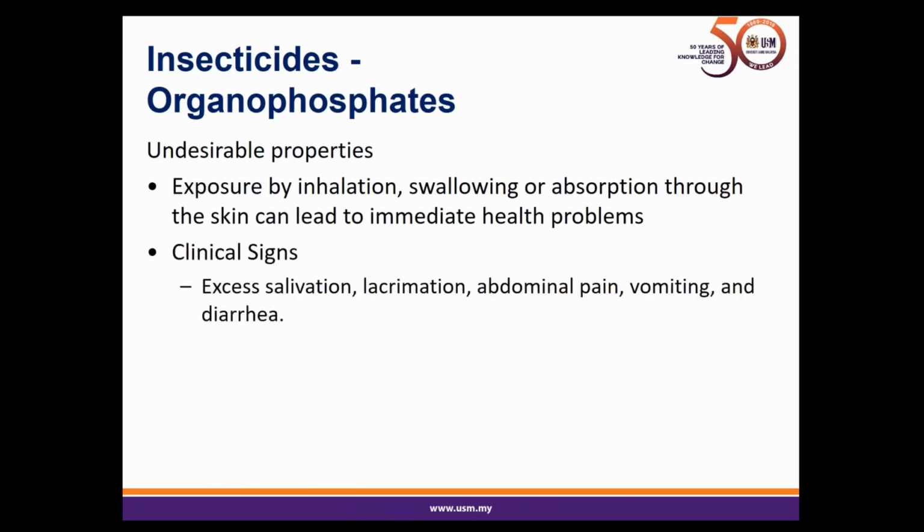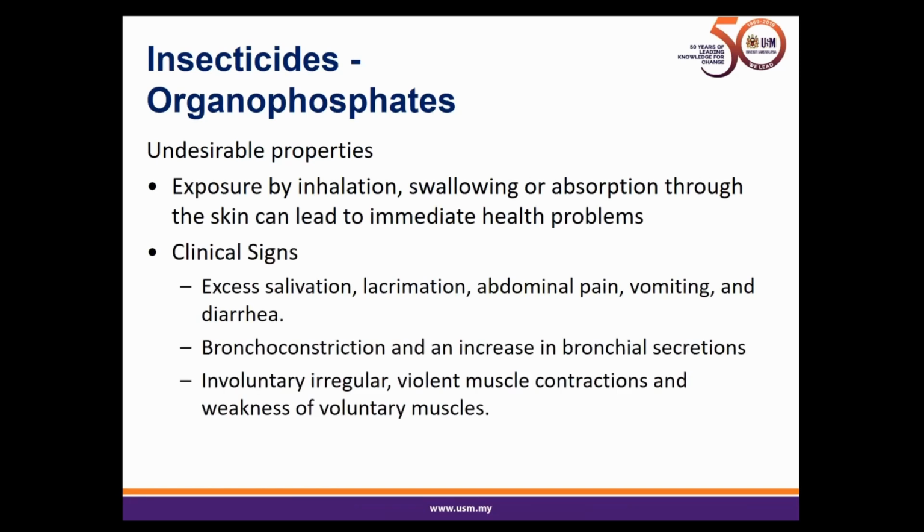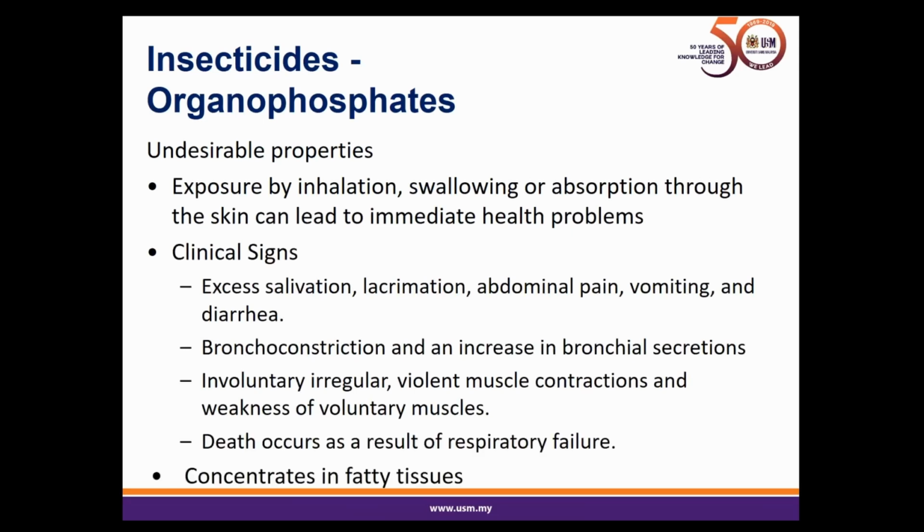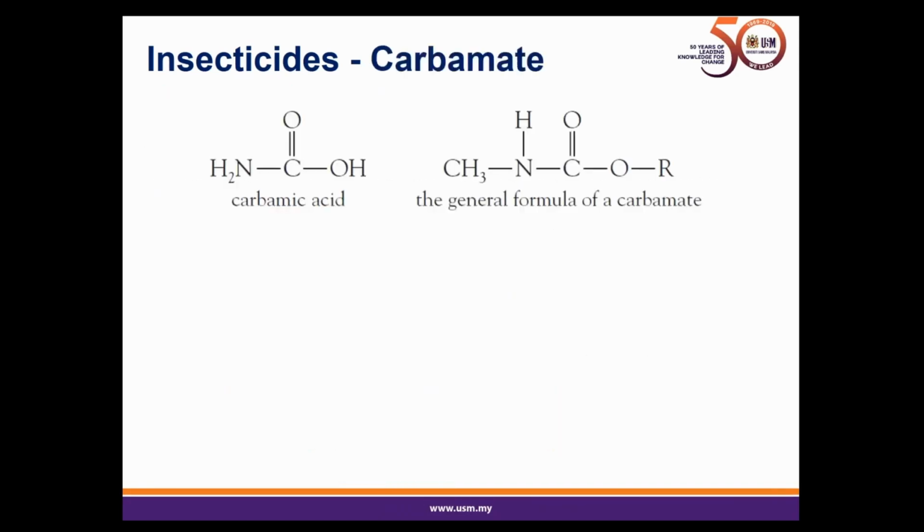These are some of the clinical signs that are based on the exposure to organophosphate. It concentrates in fatty tissue. However, our body can quickly excrete this organophosphate through the urine. One last insecticide that I would like to discuss with you is carbamate. So the basic structure is the derivative of carbamic acid.